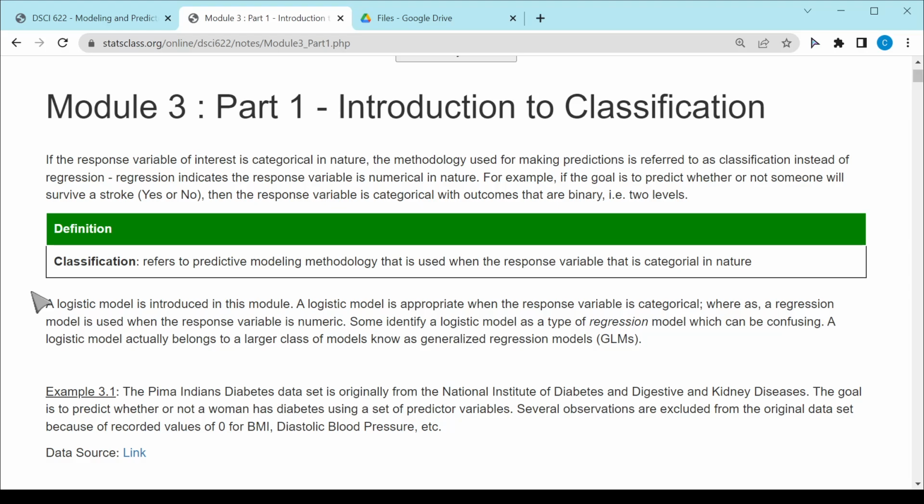So, a classification problem is when the response variable is not numeric. Up to this point, in all of our examples and modules that we have considered, the response variable has been numeric. Here, the response variable is going to be binary. For example, if I wanted to predict the probability of somebody surviving a stroke, my outcomes there are either yes or no, so the response variable is categorical and is said to be binary. This class of problems is called a classification problem.